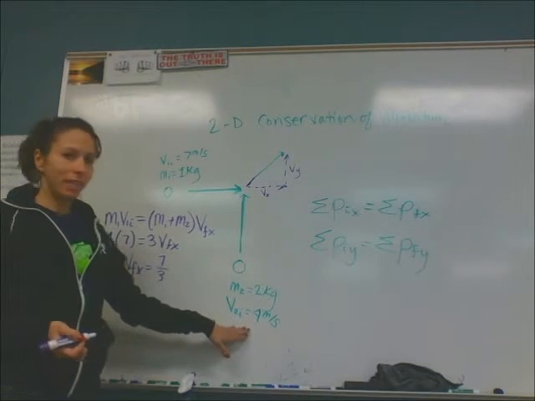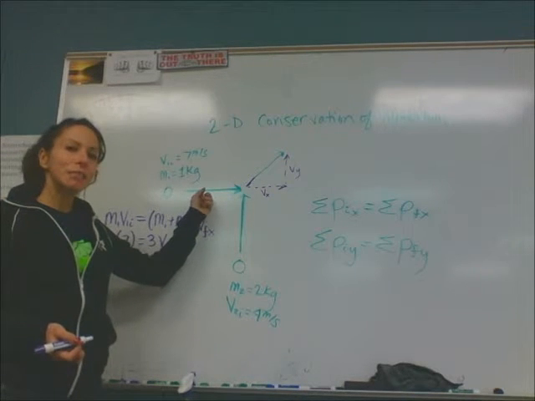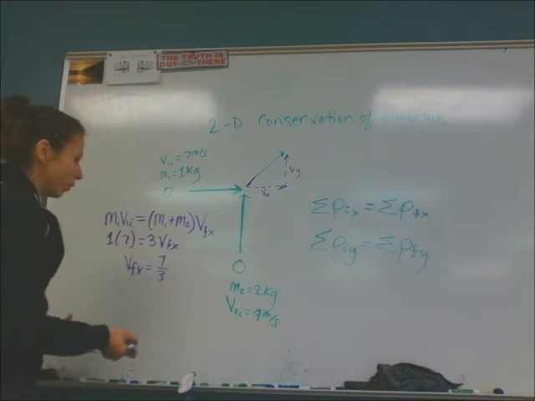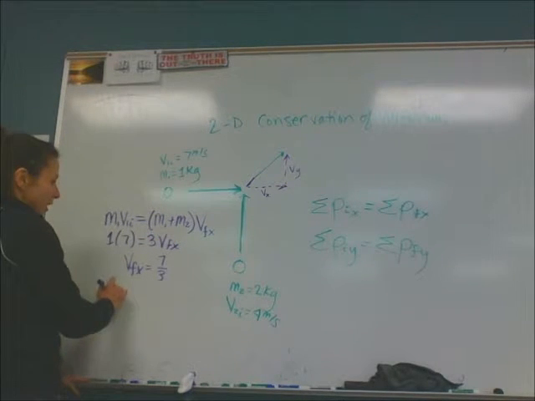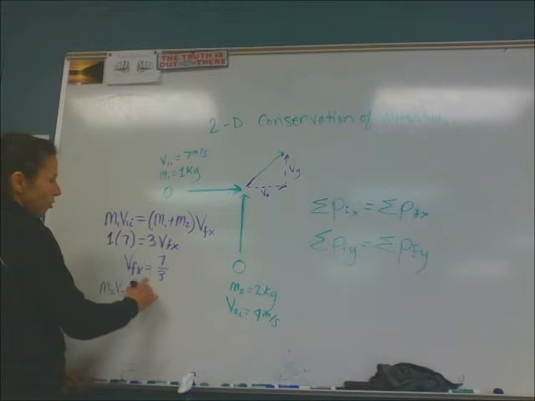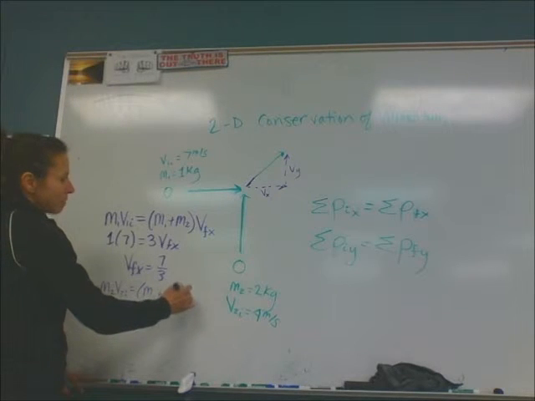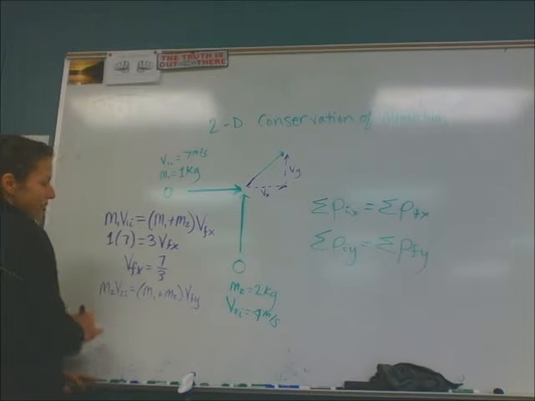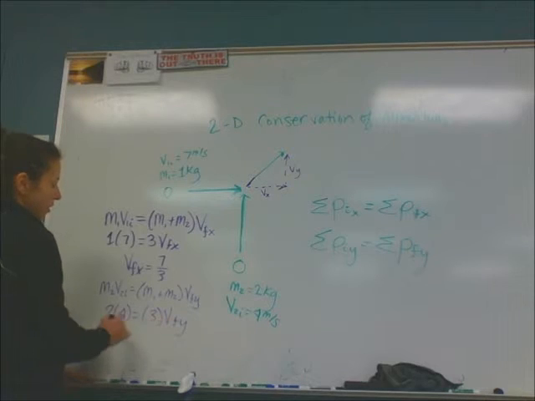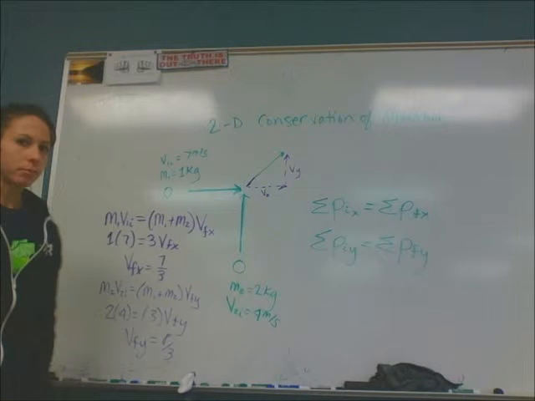So for the y component, it's going to be m2 times v2 initial is equal to, and then the same thing, they stick together, right? So their total masses afterwards times the final velocity now in the y direction. So this will be 2 times 4 equals 3 times vfy. So the final velocity in the y direction will be 8/3. So this is 7/3 and this is 8/3.